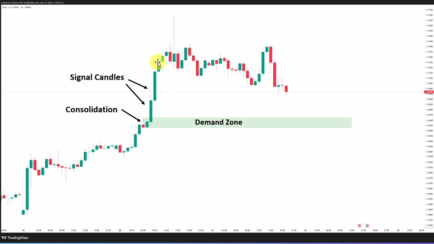Here are the explosive breakaway candles. And at the origin of those breakaway candles, we have those 2 small candles, right? We draw our zone on the high and the low of this consolidation.